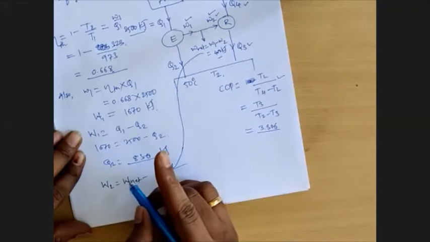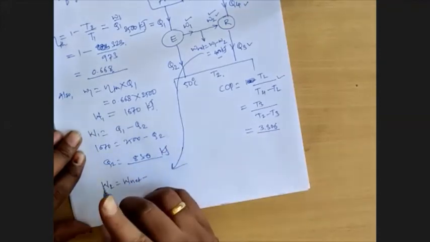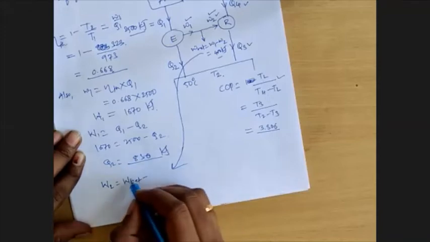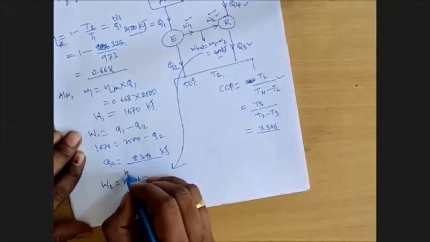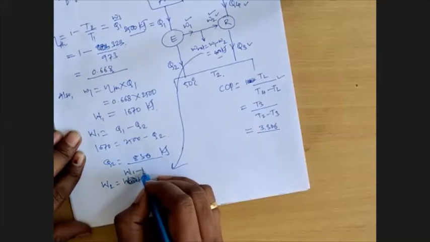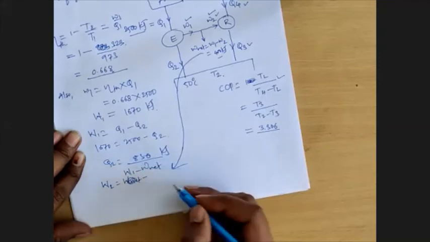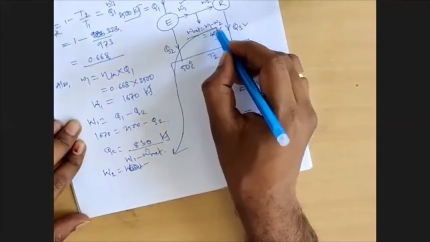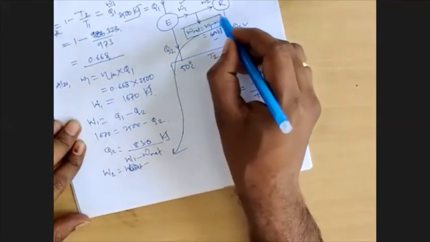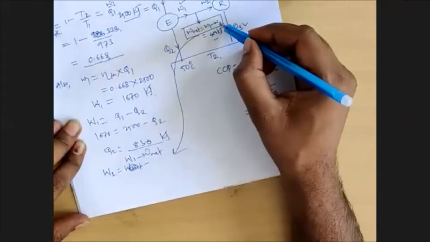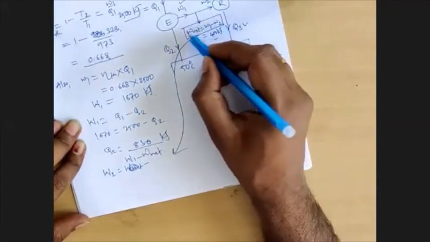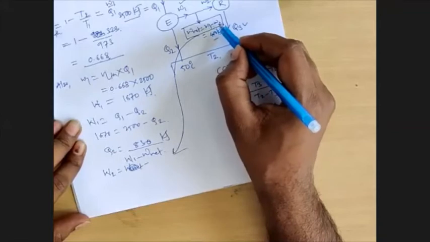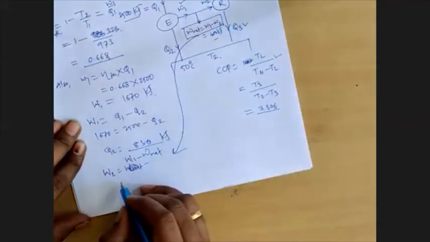Wait a minute. We need to find W2. So W2 is equal to W1 minus W net. Is that correct, Pratik? From this relation. Yes, sir. We need to find W2, so we'll shift this W2 to the left and W net to the right. So W1 minus W net. So put the values and tell me W2.